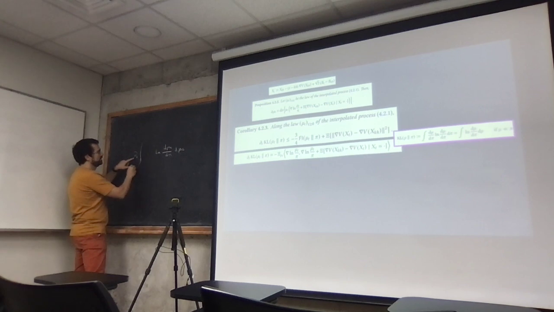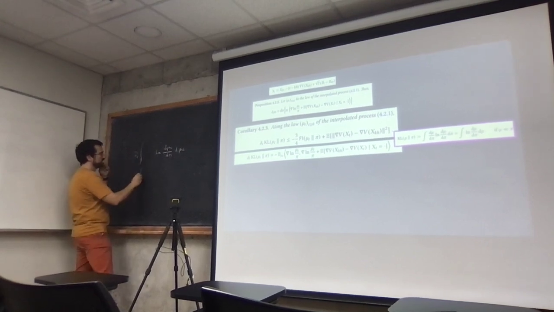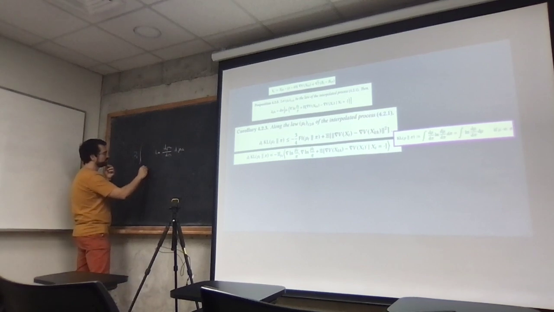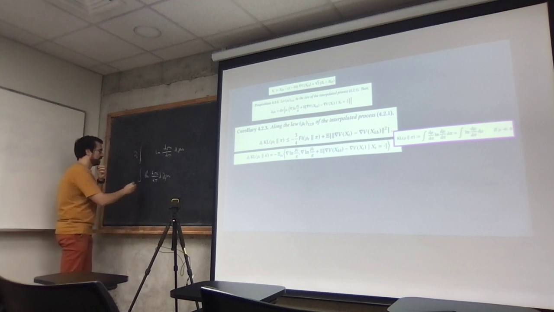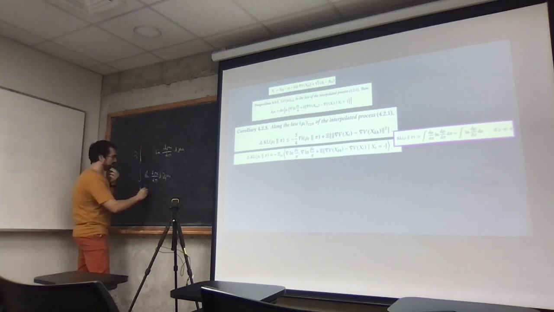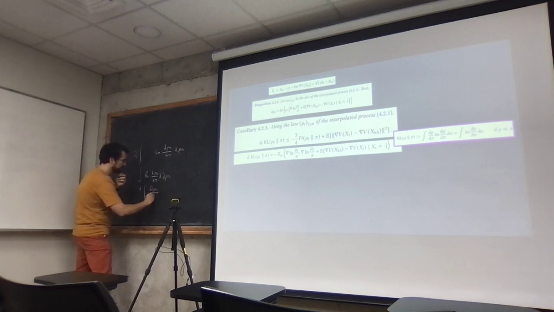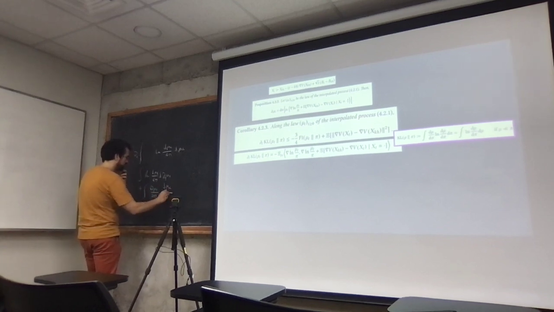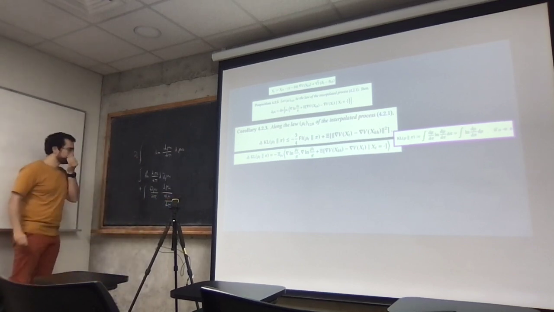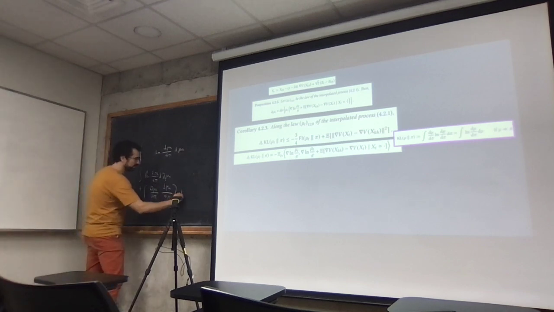So I have the integral of the logarithm of d mu t over d pi, d delta mu t, and then I have the integral of d delta mu t over d pi, and then I have d mu t over the Radon-Nikodym derivative. And if everything works out, then this should be d pi.